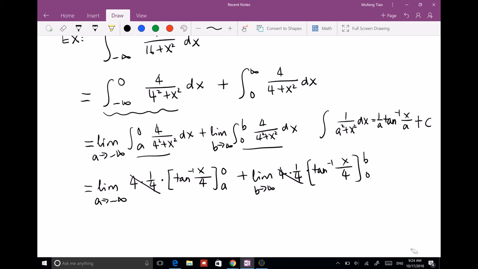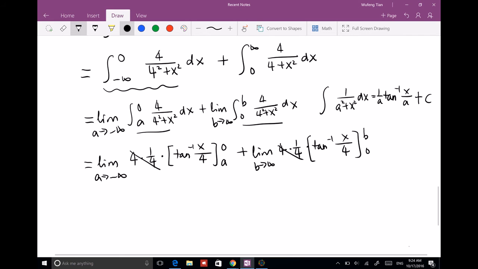Now we need to plug it in, tangent inverse of 0. Well, there's another way you can write it. The limit as a goes to negative infinity and b goes to positive infinity of 4 times 1 over 4 and tangent inverse of x over 4 from a to b. Both are fine. Does it make sense? You can put them in one function, and that is okay. Because a and b are finite numbers, just plug them in.